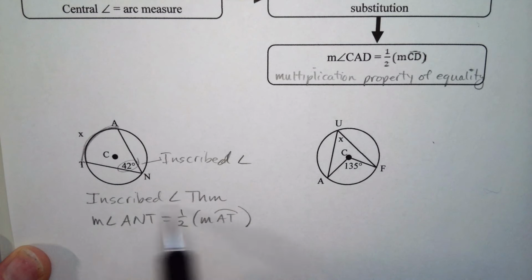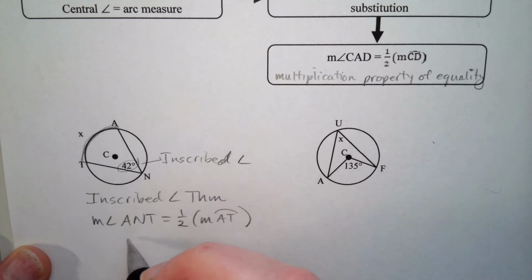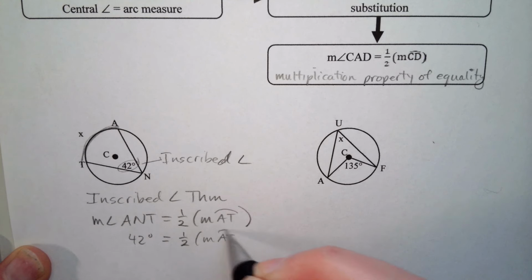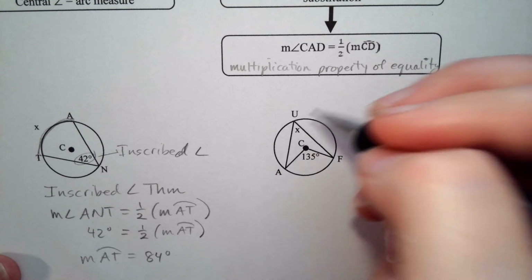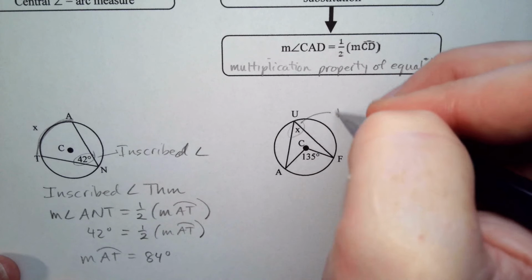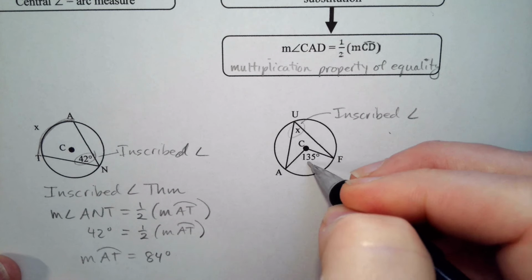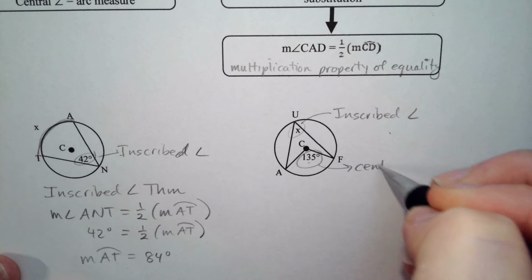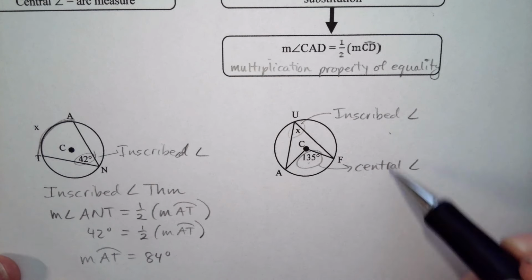Okay, so I've justified, I've written my first step using the names of the parts I want to use. So let's substitute. So 42 degrees is the angle, equals 1/2 the measure of the intercepted arc. Multiply both sides by 2, therefore the measure of that arc is equal to 84 degrees. Last example here. X is representing the inscribed angle. I notice that 135 degrees is a central angle. So by looking for these details, it's giving me a kind of a clue here what to do. So I have an inscribed angle and a central angle.